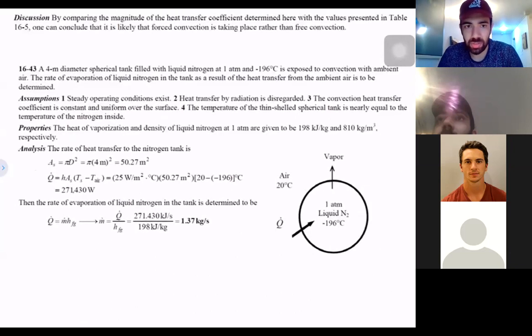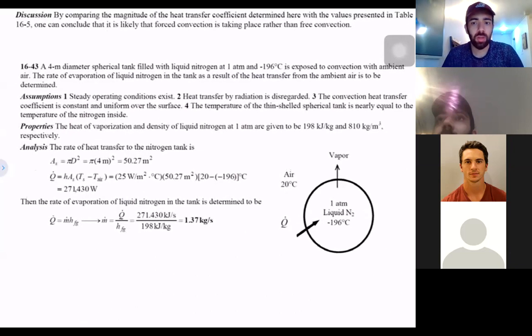So question 1643. Let me read it. A 4-meter diameter spherical tank filled with liquid nitrogen at 1 atmosphere pressure and minus 196 degrees Celsius is exposed to convection with ambient air. The rate of evaporation of liquid nitrogen in the tank as a result of the heat transfer from the ambient air is to be determined.